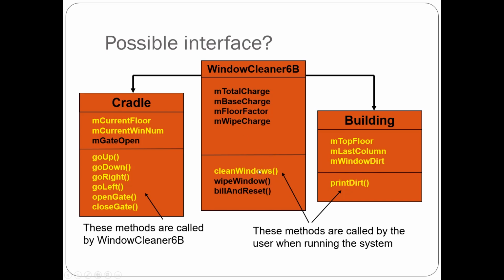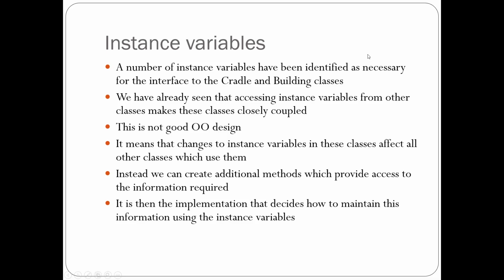The window cleaner must also be able to access print dirt to be able to see the dirt, and the building must also have access to clean windows, because what we're trying to do is get the window cleaner to be able to get the dirt value off the building in order to work out whether it needs cleaning and whether we need to charge for it.